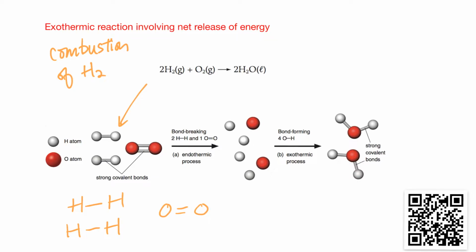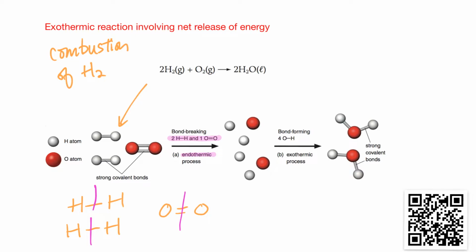In order for it to become H2O, first of all, we have to overcome these covalent bonds. So we are going to break two hydrogen single covalent bonds and then one oxygen double covalent bond. Because this is a bond breaking process, it will be an endothermic process. And then after that, they will become atoms.